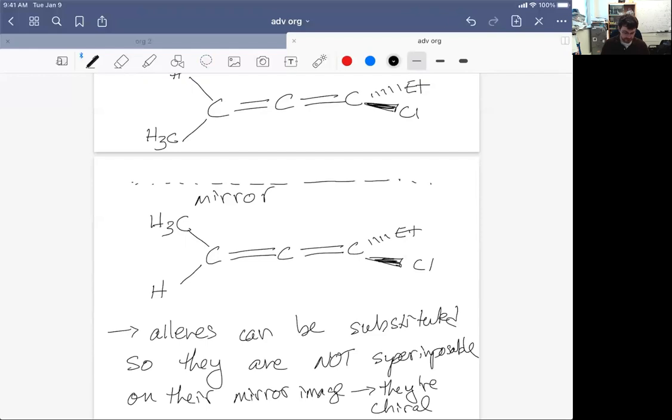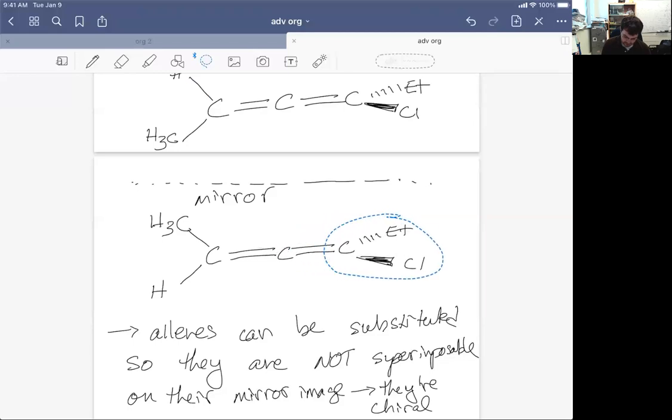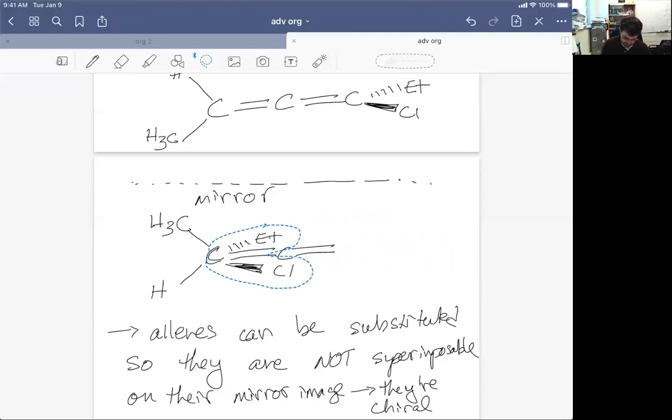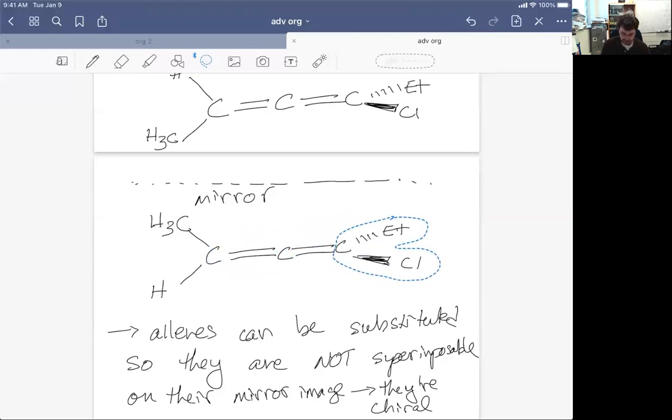And again, my approach to thinking about this is, if you merge this over here, that looks like a tetrahedron. We have a wedge, a dash, and two straight lines, and there are four different things attached. It works when thinking about the chirality of an allene, but fundamentally it's just: is it superimposable on its mirror image?